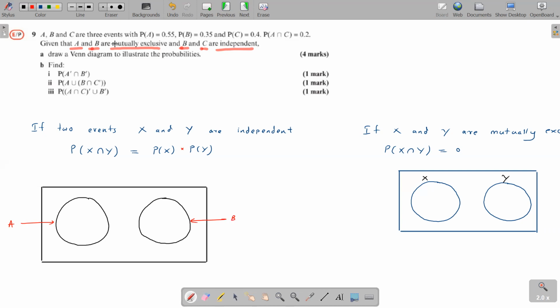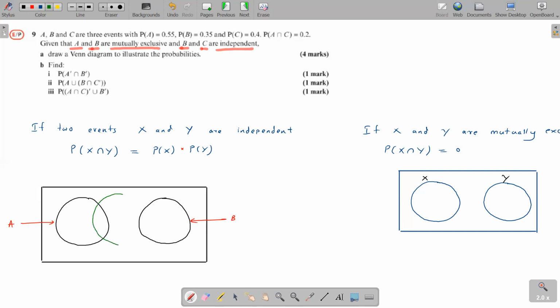B and C are independent, which means circle C will have an intersection with circle B. But what about circle C and circle A now? They don't tell us A and C are independent, but also they don't say A and C are mutually exclusive, right? Which means when you're drawing, circle C needs to have an intersection with both, because they don't tell anything about A and C. So you can't just disregard it. No, A and C also has an intersection.